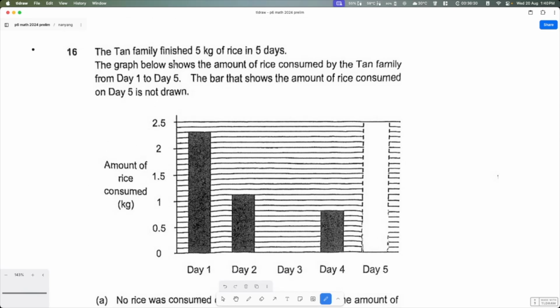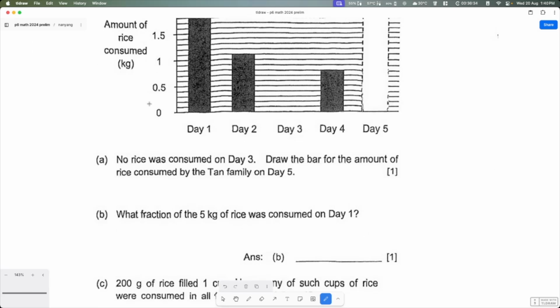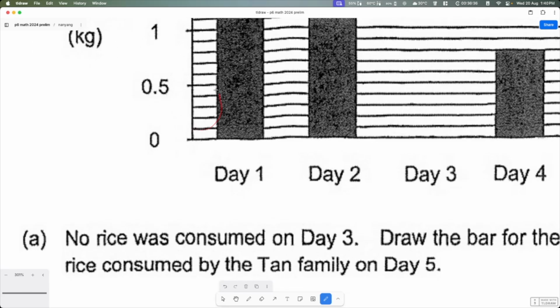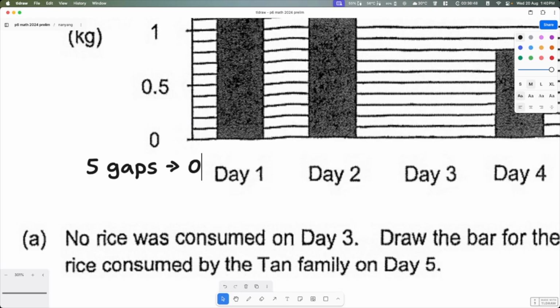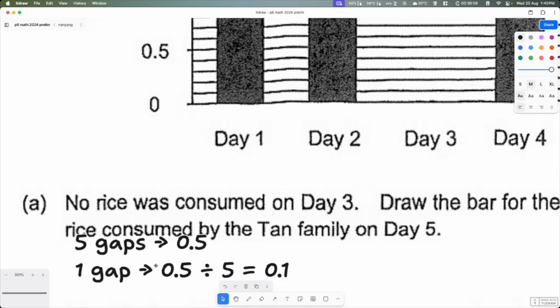In this case we know they consumed 5 kg of rice in 5 days, and we need to know how much one of these gaps is. So let's draw a gap: 1, 2, 3, 4, 5. So 5 gaps is equal to 0.5, and then one gap is equal to 0.5 divided by 5, which is 0.1. So we know one gap is 0.1 kg.